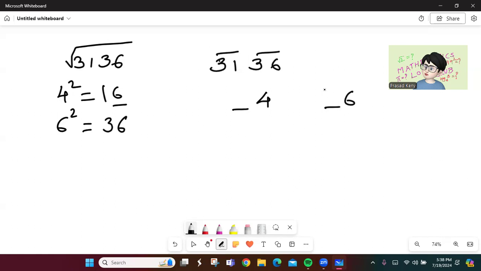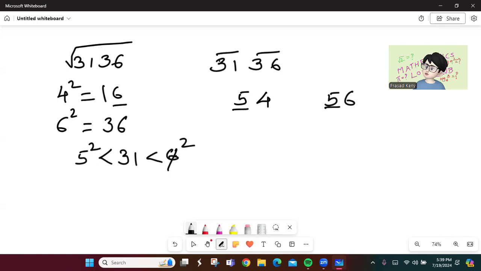For that, I have considered the second partition number 31, and 31 lies between 5 square, 25, and 6 square, 36. But 6 is not possible because 64 square and 66 square both will be greater than 3136. So the second place should be 5. That means the square root should be either 54 or 56. And I have to select the proper one of the two answers.